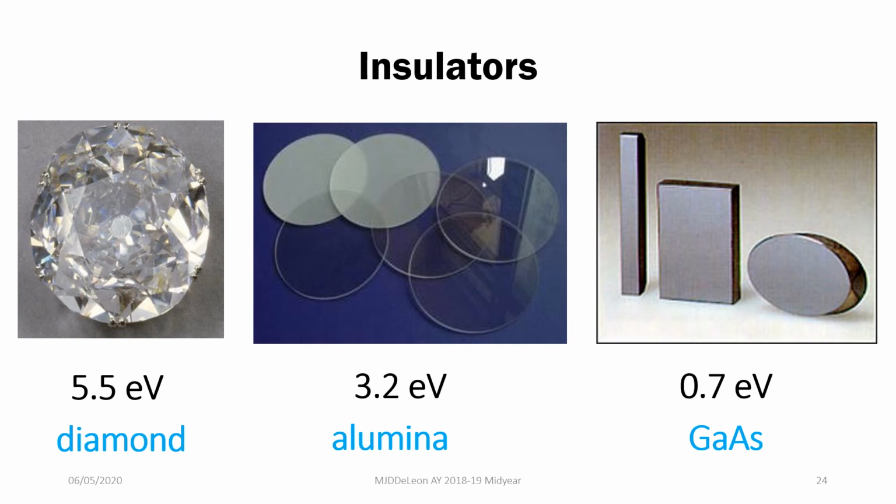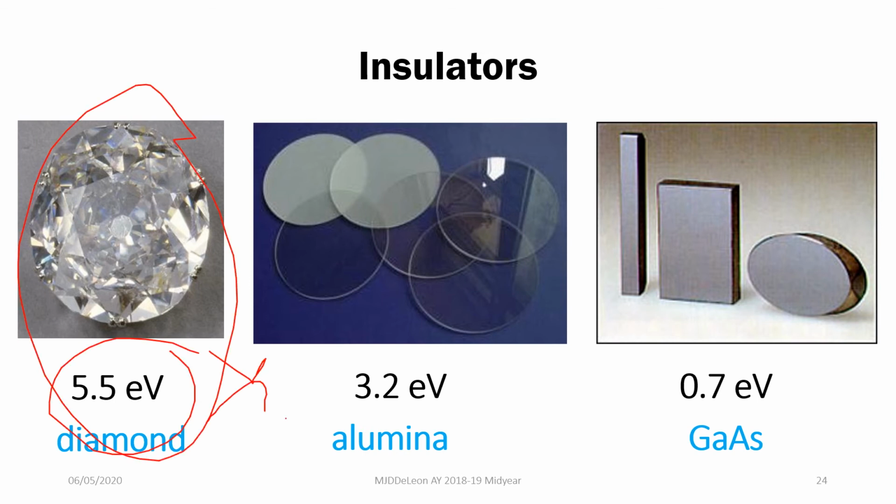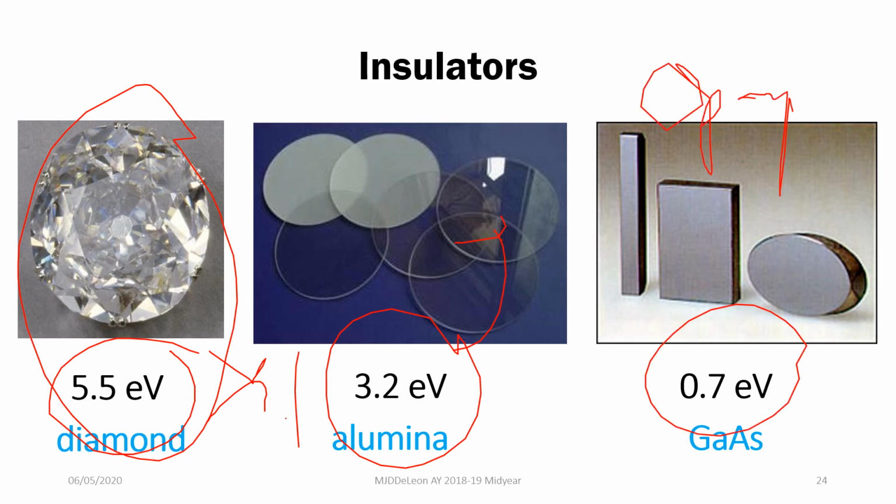So these are just some examples of insulators. So diamond, transparent, 5.5 electron volts greater than 3.1. Alumina ranges from transparent to translucent depending on the impurities and how we manufacture it. And GaAs, this is opaque. Kita nyo, hindi nagpa-pass through yung light punta sa kabila.